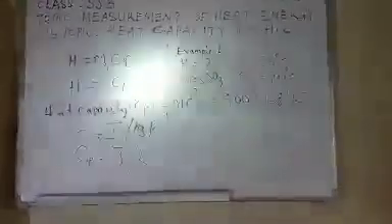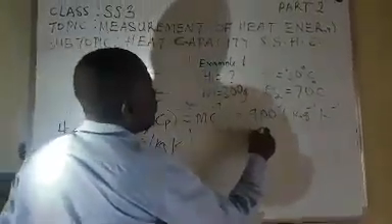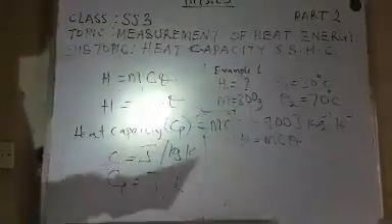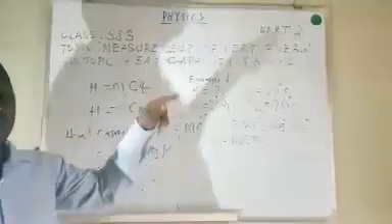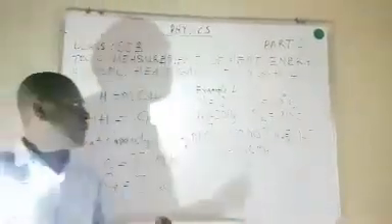Now, from the formula, we are looking for H. We have m in the equation, we have c in the equation, and we have theta in the equation. So the first formula here is suitable for the solution, that is H equals mcθ. But there's something we need to take note of here. Our m is given in gram. We need to take it to kilogram, that is, you divide it by 1000. That will be 0.3 kilogram.